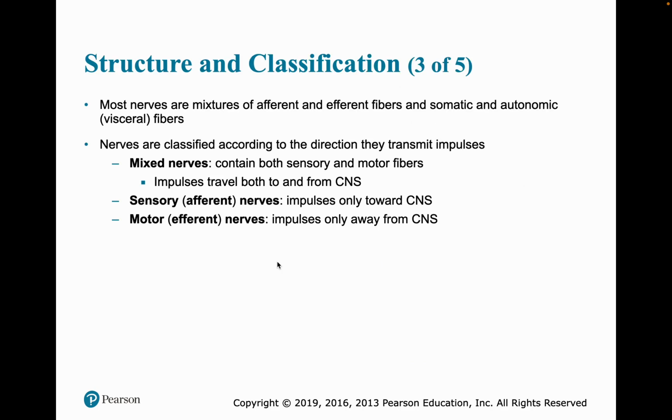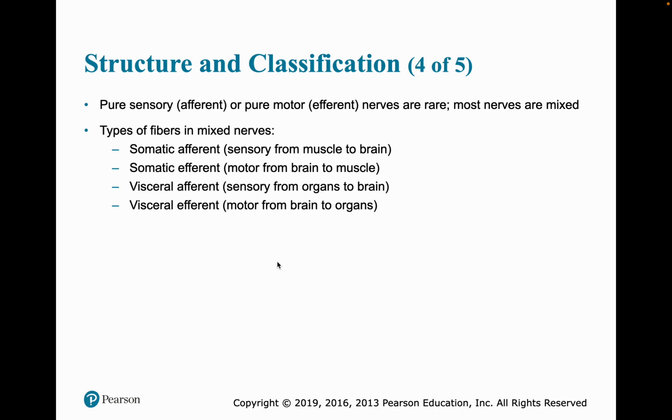Most nerves are mixed, with afferent and efferent fibers carrying information in both directions, as well as both somatic and autonomic fibers within them. So we can classify nerves according to the direction of the impulses they transmit. A mixed nerve would have both sensory and motor fibers carrying information to and from the central nervous system. Sensory nerves carry information towards the central nervous system, while motor nerves carry information away, afferent and efferent. Pure sensory or pure motor nerves are rare. Most often nerves are mixed.